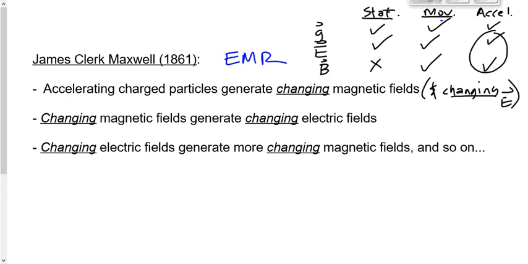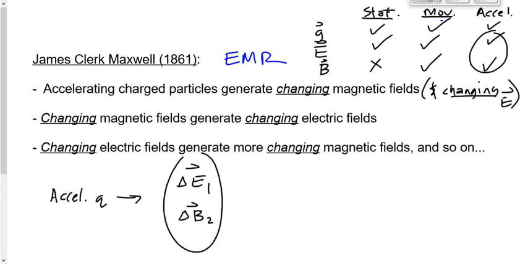So this is the way that EMR works. You have an accelerating charge. The accelerating charge generates a changing electric field. I'm saying delta because I don't want to just say E with the arrow over it. It doesn't just generate an electric field, it generates a changing electric field. We'll call that electric field number 1. It also generates a changing magnetic field that we're going to call B2. But it's changing, so we'll stick a delta in front of it. The accelerating charge generates this.